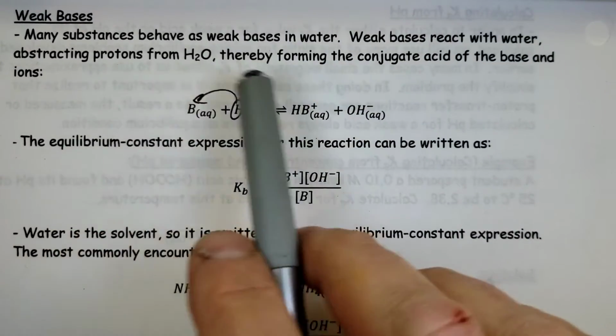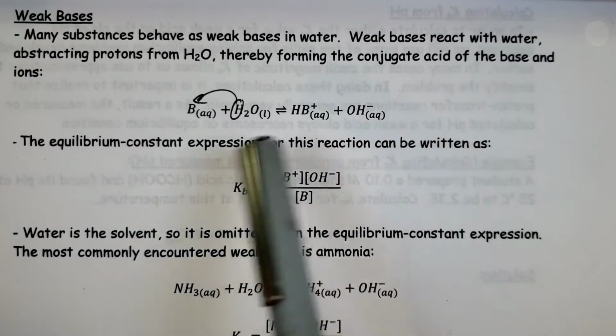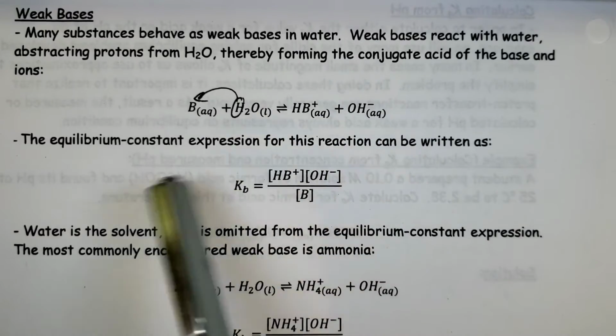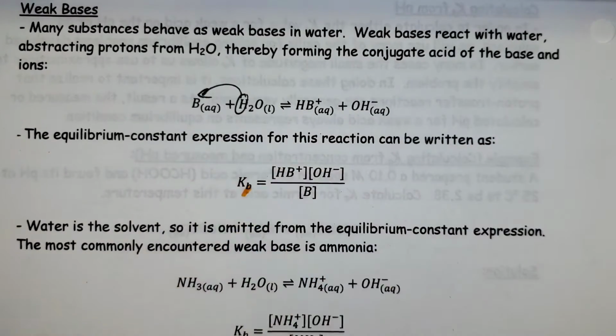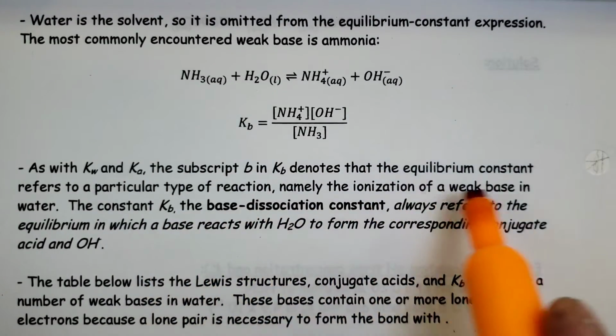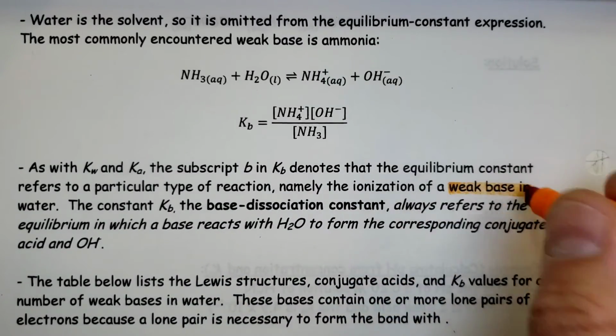So they react with water, abstracting protons or H plus from H2O, thereby forming the conjugate acid of the base and the OH minus ions. Same thing here, equilibrium constant, products over reactants. Again, we exclude water. And again, look at that. The little subscript is not an A, it's a B, to represent that this is a base dissociation constant. Water is the solvent, so it's omitted, and we get simply that. As with Kw and Ka, the subscript B denotes that the equilibrium constant refers to a particular type of reaction. In this case, it's a weak base.